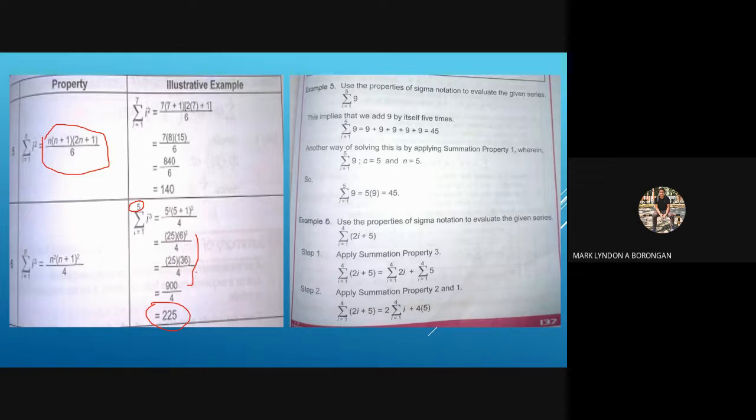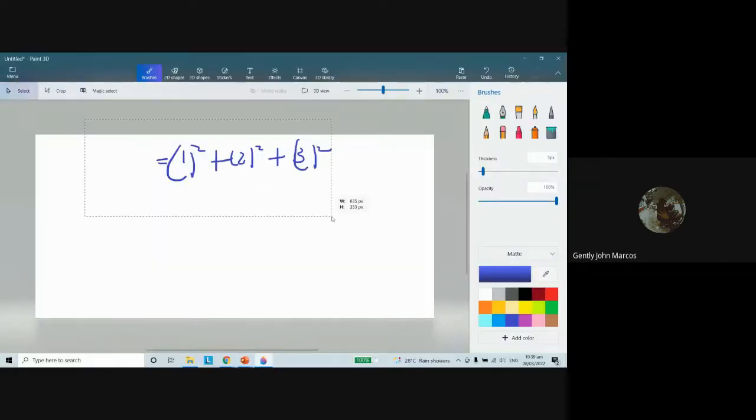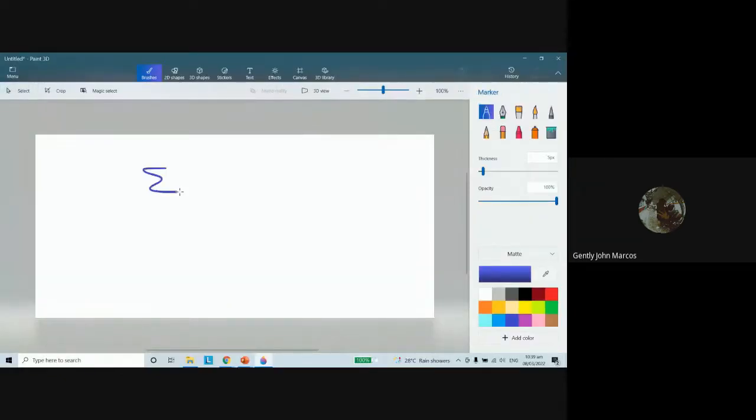Some find the properties difficult. Go ahead, Mr. Marcos. Sir, I have a question about property 5 or 6, sir. But they are the same kind of question. What if the given equation is, for example, the summation of, say, n is 7, and i is equal to 1, but the term beside it has a value, for example, 3i squared.